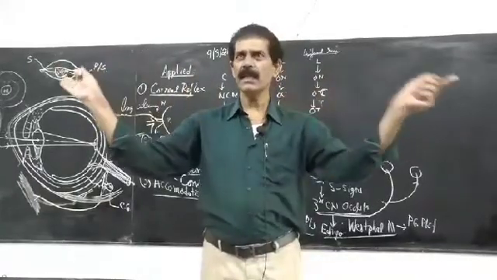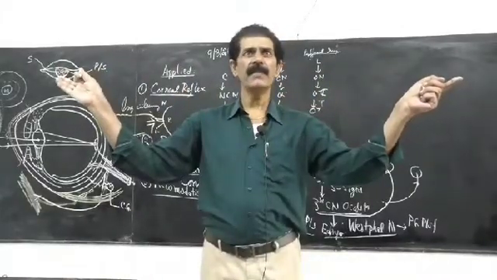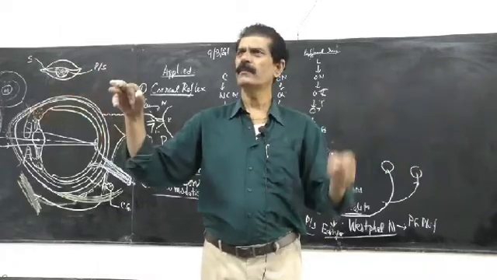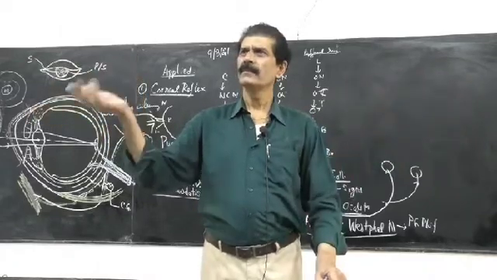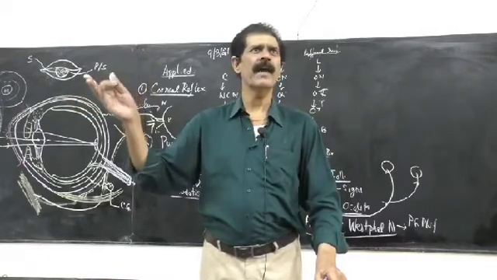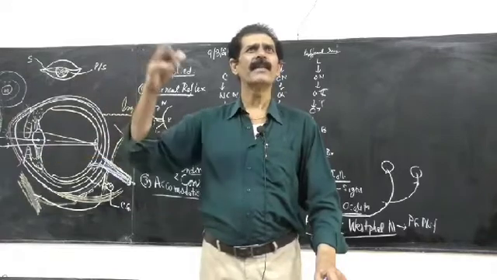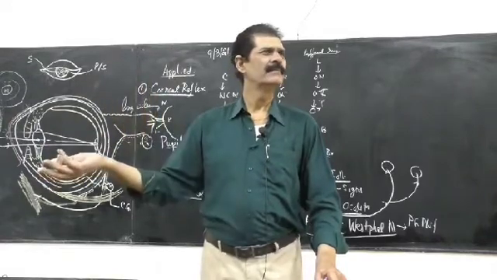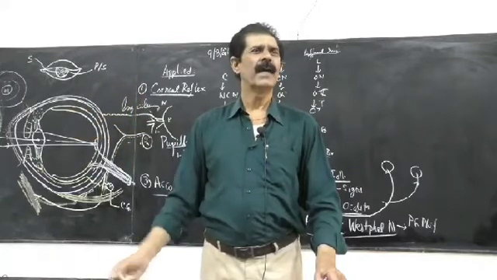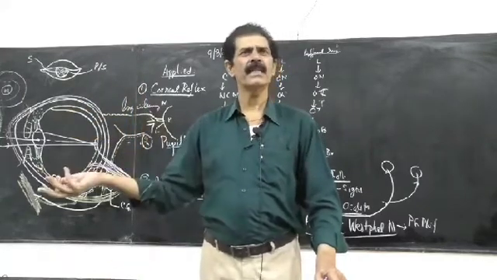And abduction is done by which muscle? Lateral rectus. And which nerve is supplying the lateral rectus? Abduction. And what is the similar name of any cranial nerve? Abducent. So abduction, lateral rectus, abducent. This is how to remember the nerve supply of the six ocular muscles. Abducent, lateral rectus, abduction.